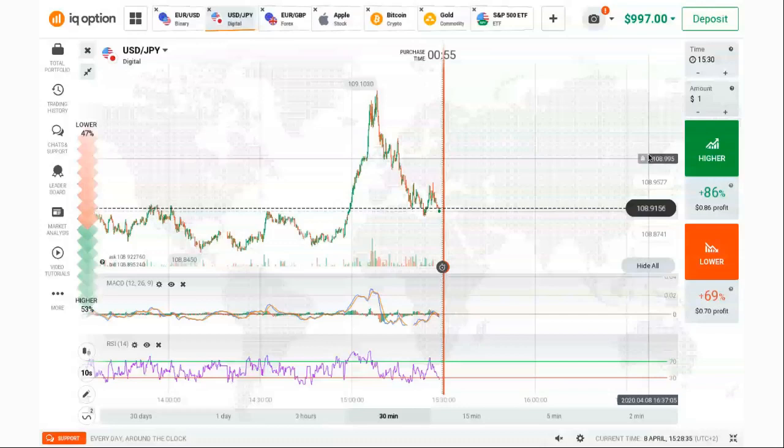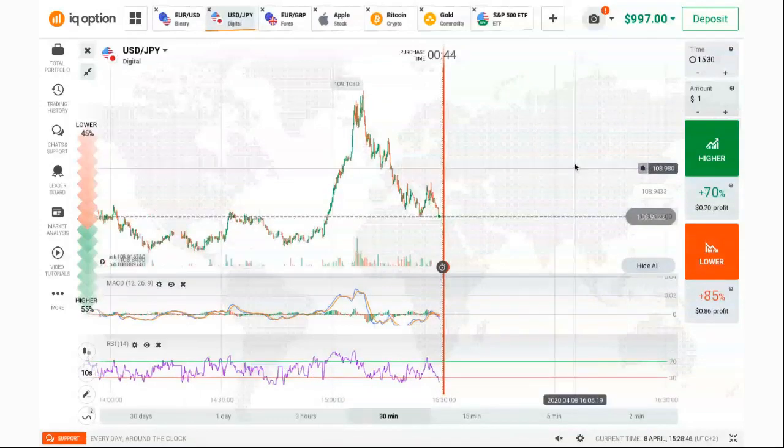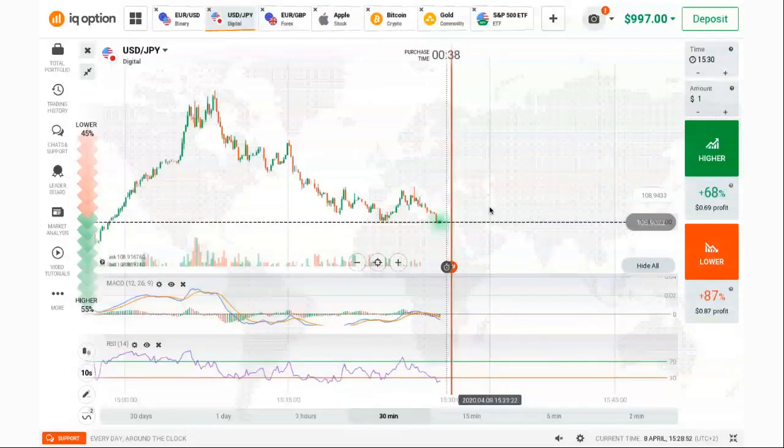I will show you a trade now using a strike price. I'm not massively in love with this movement. It looks a bit flat, although it's slowly moving down. There's not much volatility. I'll go lower just for the sake of it.